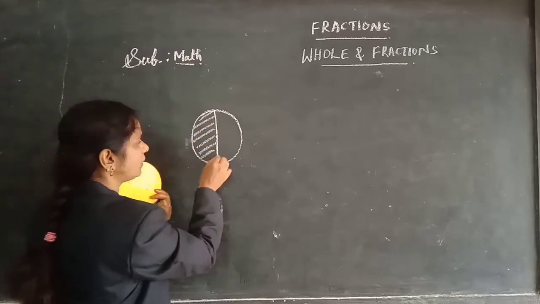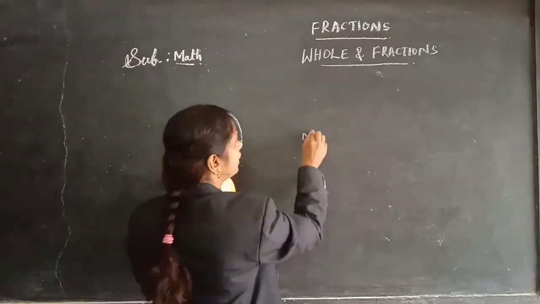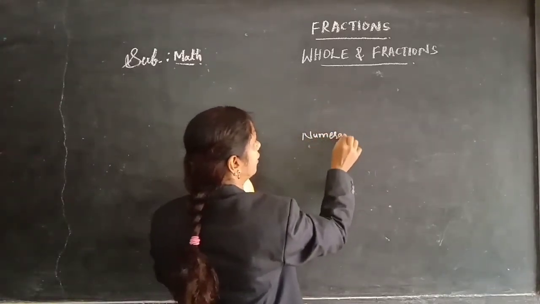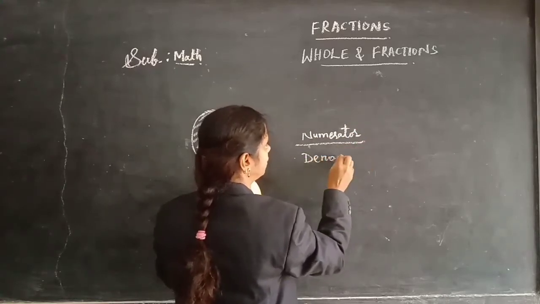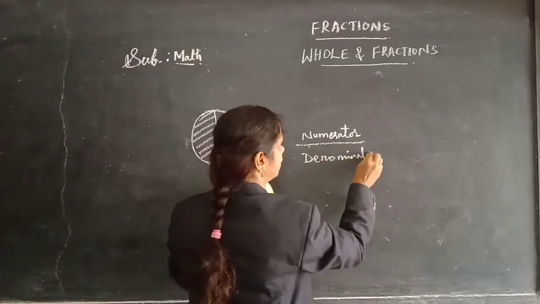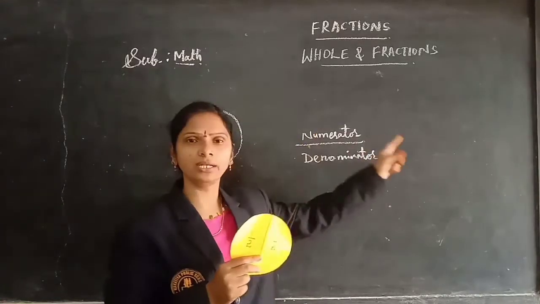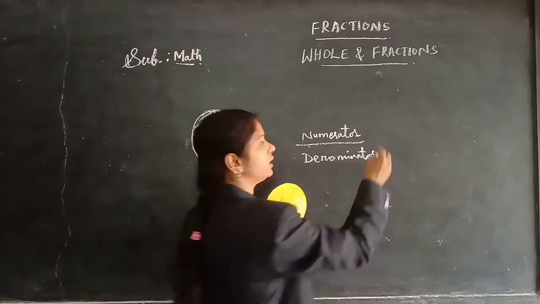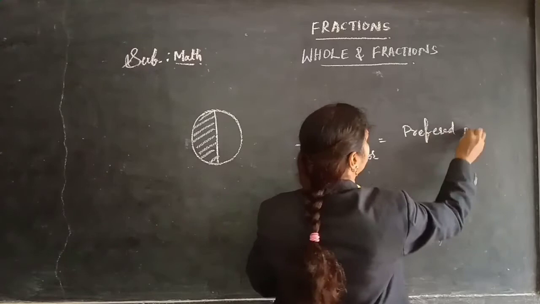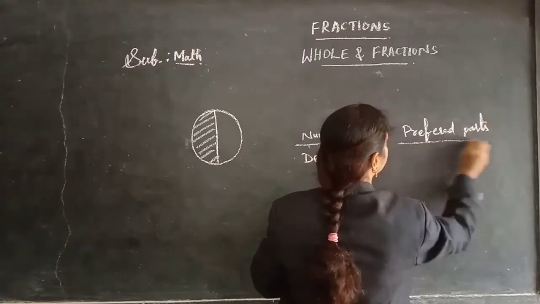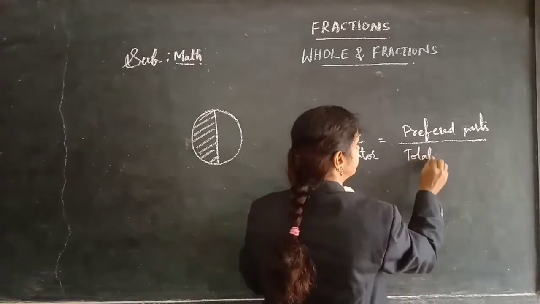Already I told you in the previous video, children, how you can write the fraction for the figure. So numerator by denominator. Numerator is nothing but the preferred parts, and denominator is nothing but the total parts.